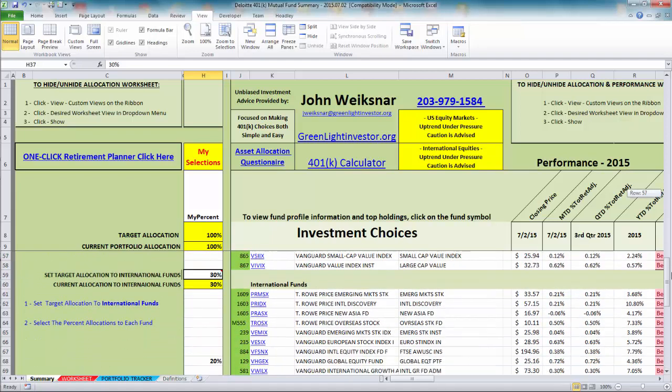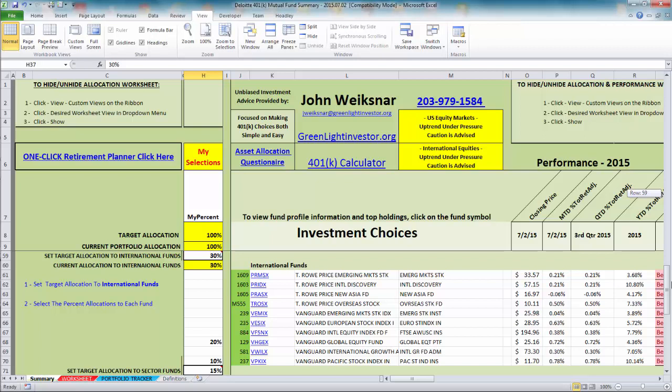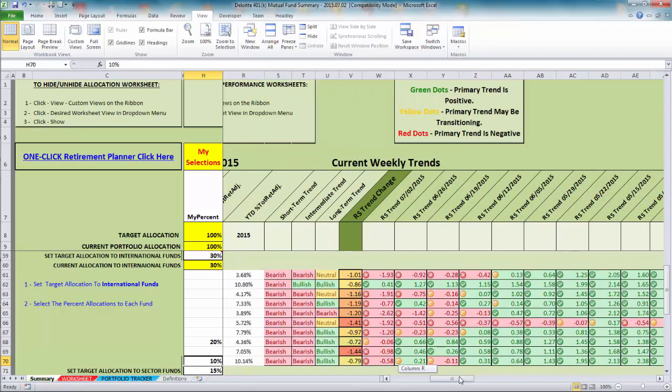And let's go down and see how we're doing with the international funds. Again, we have a 30% allocation. The yellow cell you leave alone, don't change that. That'll show that we have a 30% allocation, and that's split between two different funds. So let's slide this over and see how those funds are doing right now.